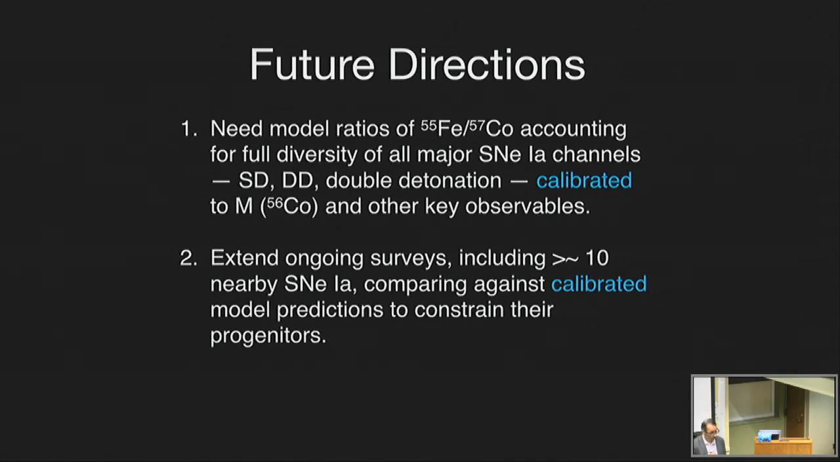And on the other side, we need to extend ongoing surveys, and we need a sample of around a dozen, 10 or 12 late time light curves that we can compare against those calibrated predictions. And with that, I think we'll be able to pin down the origin of the progenitors in those systems, whether they're single degenerate or double degenerate. And understanding those spectral classes and spectral identifications, I think, will help us understand the nature of the standardizable candle even better. Thank you.